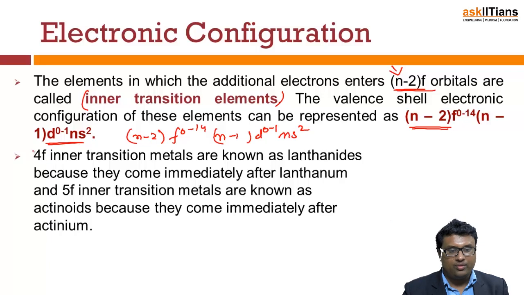4f inner transition elements are also called lanthanides. Why are they called lanthanides? Because I already told you that there is lanthanum in the transition elements. Since they come immediately after lanthanum, they are called lanthanides. And 5f inner transition elements are called actinides because they come immediately after actinium. So here you have two series: the 4f inner transition element series and the 5f inner transition element series.